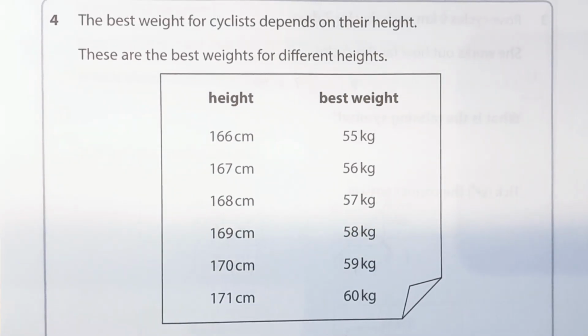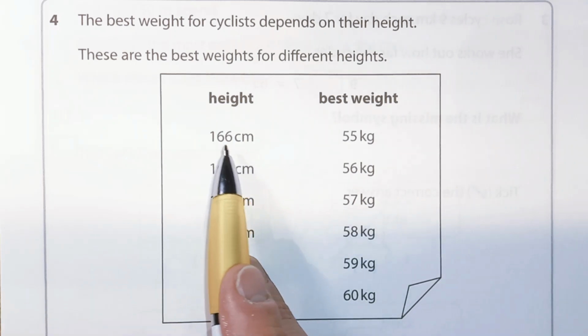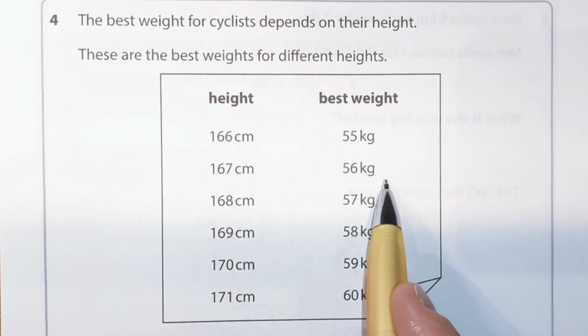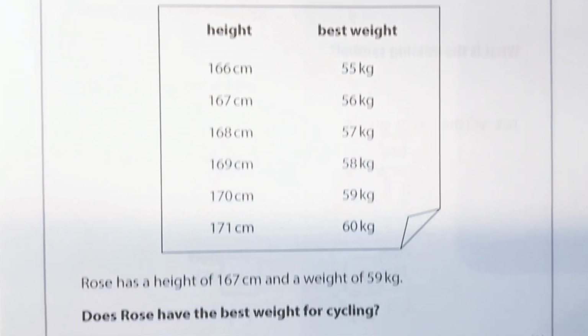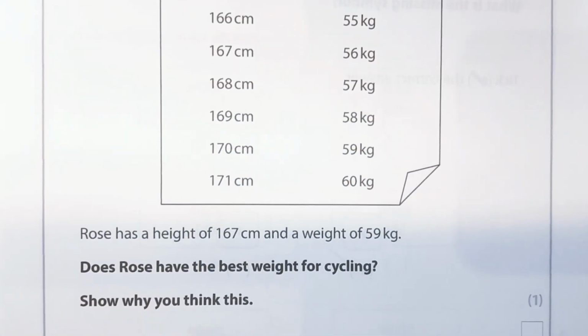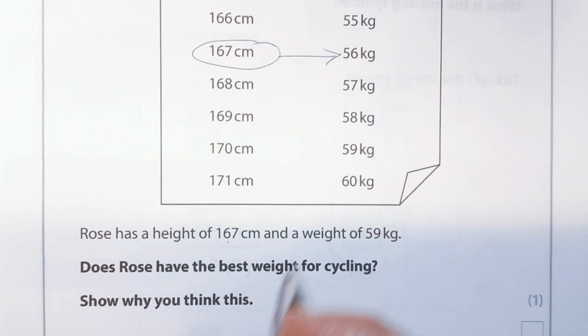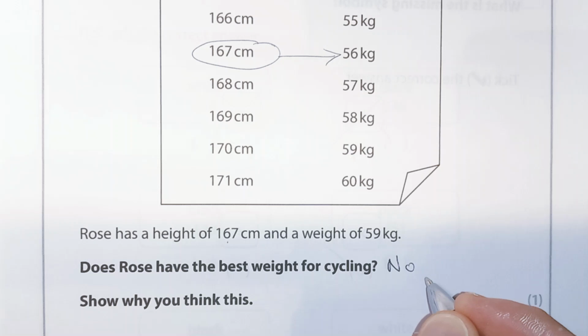Question 4. The best weight for cyclists depends on their height. These are the best weights for different heights. So we've got if they're 166 centimetres tall, then the best weight is 55 kilograms. If they're 167 centimetres tall, then 56 kilograms, and so on. Rose has a height of 167 centimetres and a weight of 59 kilograms. Does Rose have the best weight for cycling? So if she's 167, let's find that. That's 167. So the best weight would be 56 kilograms. She's 59 kilograms. So does she have the best weight? And we can say no.